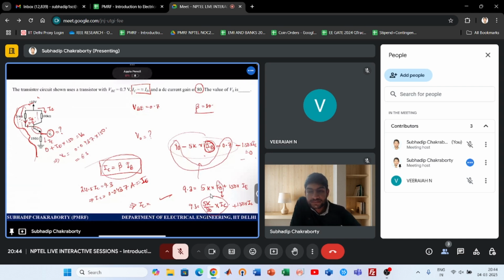Any doubt? I just applied KVL and used this relation, IC equal to beta IB. Beta was 80, so I converted IB into IC. Why IC? Because IC and IE are the same, and once I know IE, I can find V0. Hope you are clear with this, right? So let us go to the next problem.